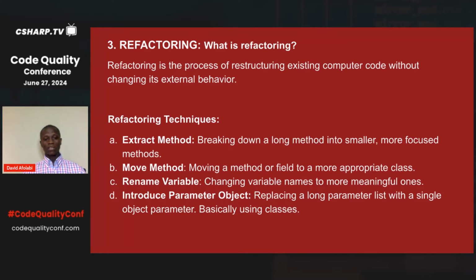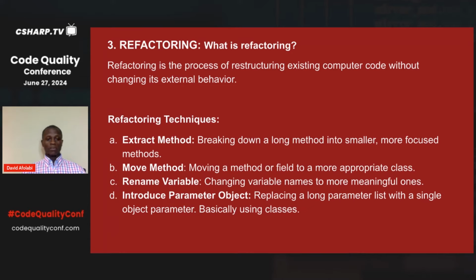So the next one is the move method, that is moving a method or field to a more appropriate class. This is possibly something that we subtly or knowingly do, or that some people already do. Basically, moving a method or field to a more appropriate class could particularly help fix smelly code, particularly related to, for example, long method and all of those.